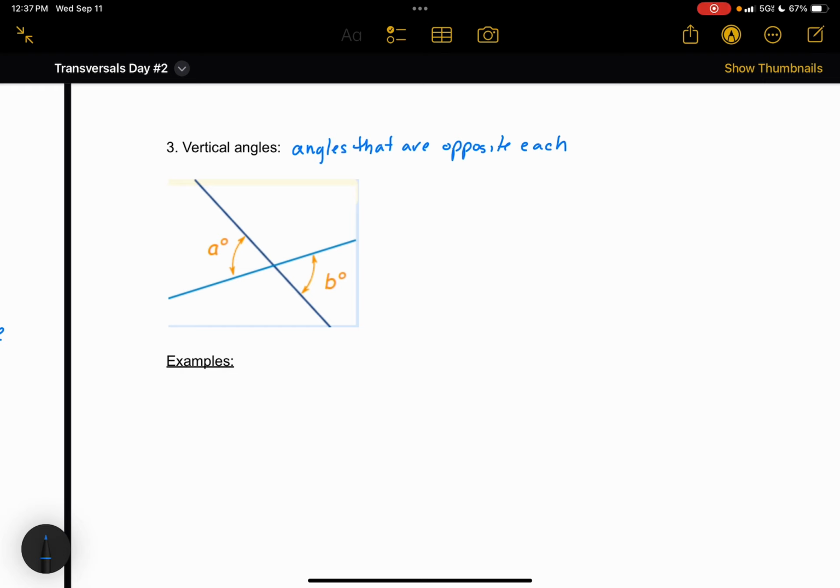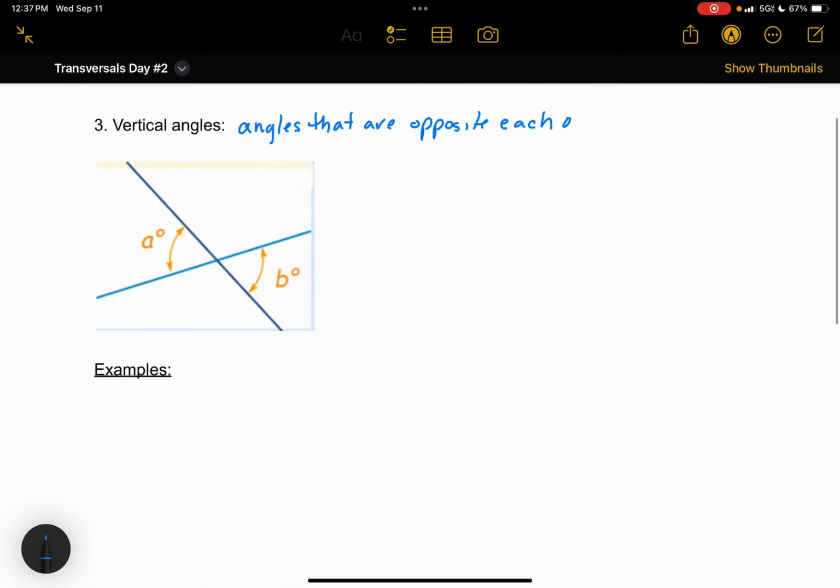Opposite each other when two lines intersect. So again, see how they're kind of opposite each other, right across from each other. So if you're sitting at the dining room table and your dad is across from you, he's the vertical angle from you. You're across from each other. If your mom is on your right and your brother is on the left, they would be vertical angles from each other, right? So we're directly across from each other.